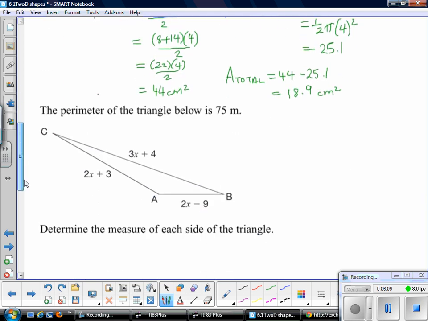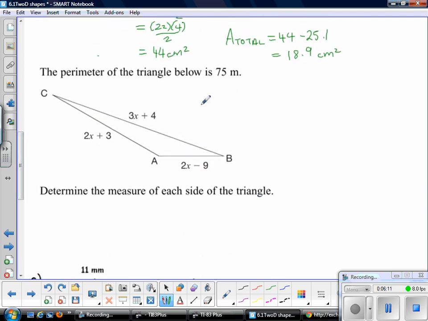Okay, next question. We did some things like this before. So the perimeter of the triangle below is 75 meters. Okay, that's fine. So if I add everything up, it equals 75. Determine the measure of each side of the triangle.